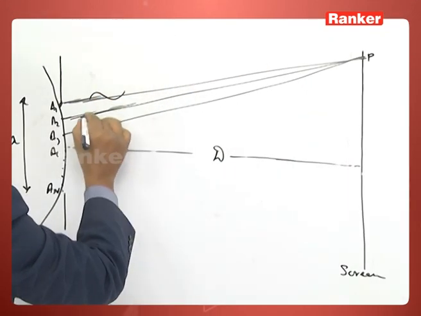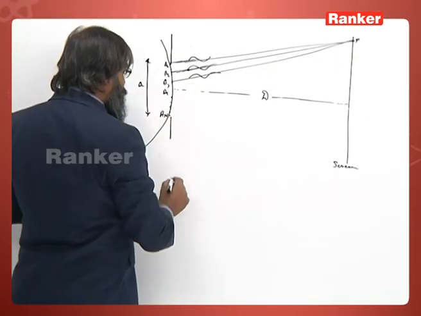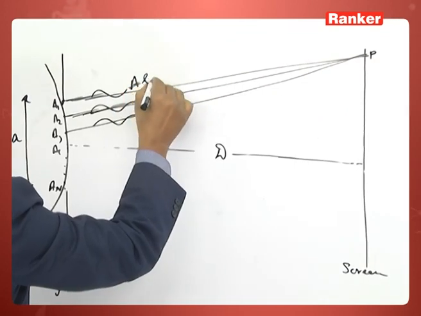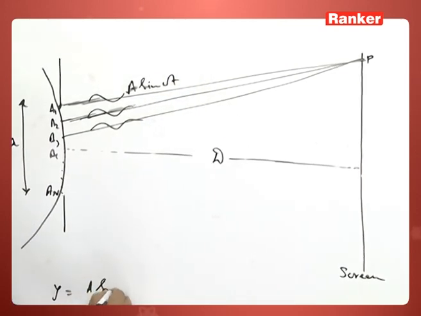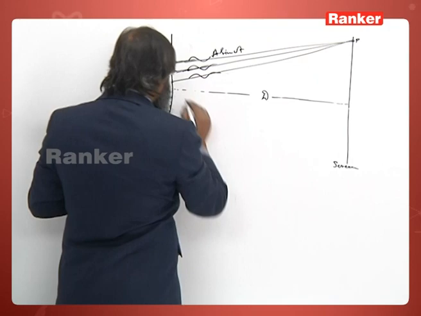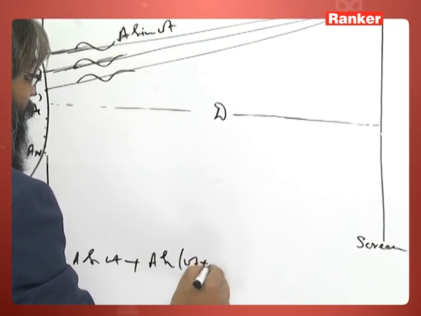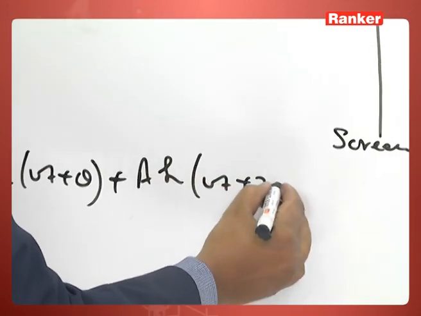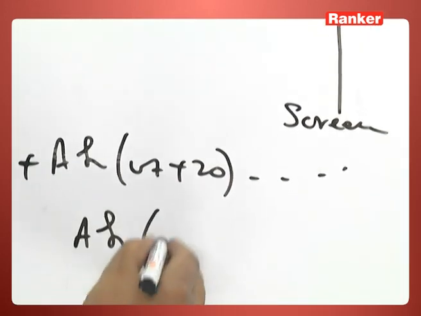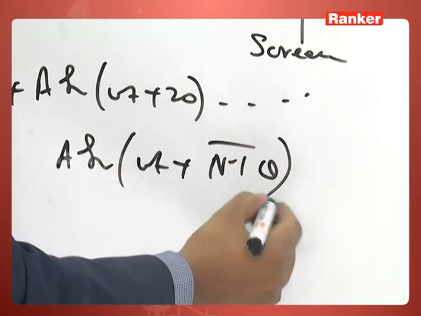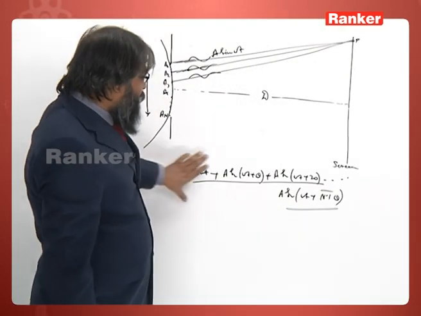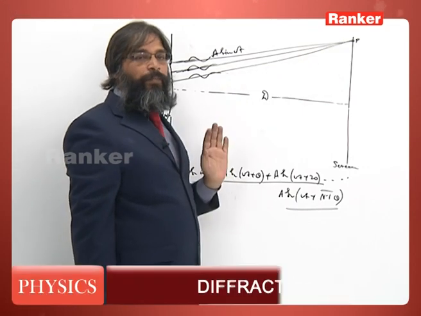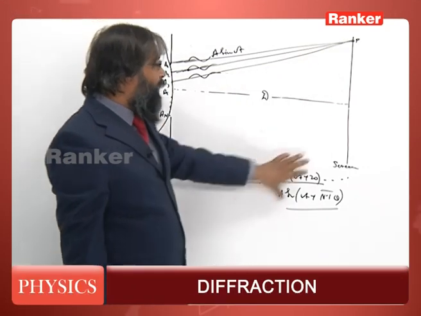So suppose there is one wave, and there are many waves. The wave at P will be denoted as, suppose this is capital A, A sine omega t, the wave reaching from here at P. Then this will have A sine omega t plus theta, where theta is the path difference between them. This is A sine omega t plus 2 theta, and so on. Finally, it will be A sine omega t plus n minus 1 theta. If I add all these harmonic oscillations, then I will get the resultant wave at P. This is how we calculate the resultant wave.